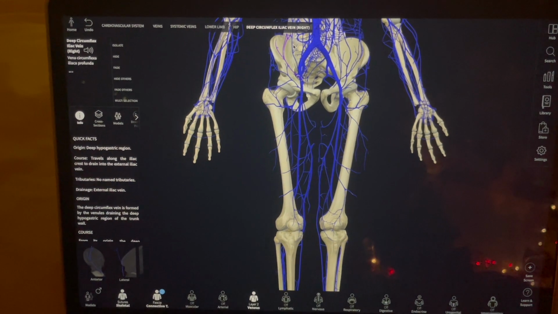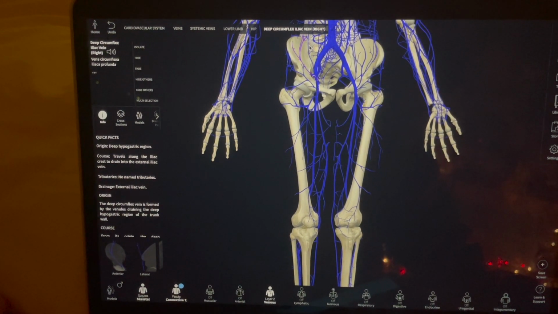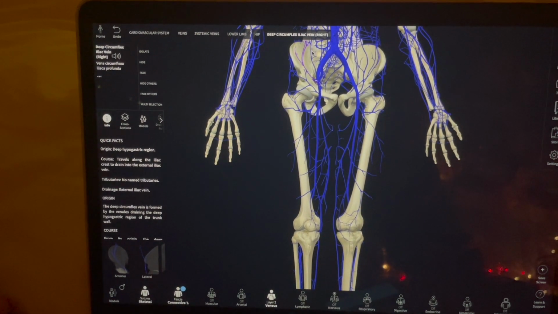There's also the deep circumflex iliac vein, which travels along the iliac crest to drain into the external iliac vein, and the drainage is into the external iliac vein.